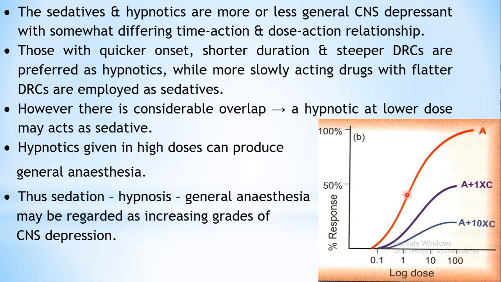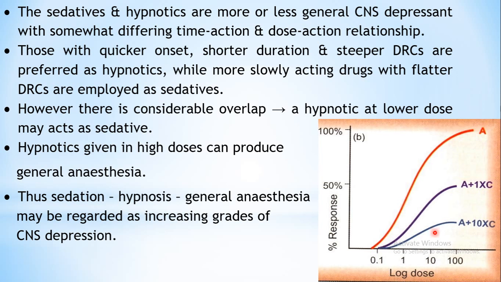Now, if you consider this particular DRC, it has a steeper slope, that is, a little bit of increase in the dose produces a higher amount of increase in the response. Whereas if you consider this particular DRC, it is flatter in nature, that is, more amount of drug is required to produce a particular amount of action. So that is the difference between a steeper DRC and a flatter DRC.